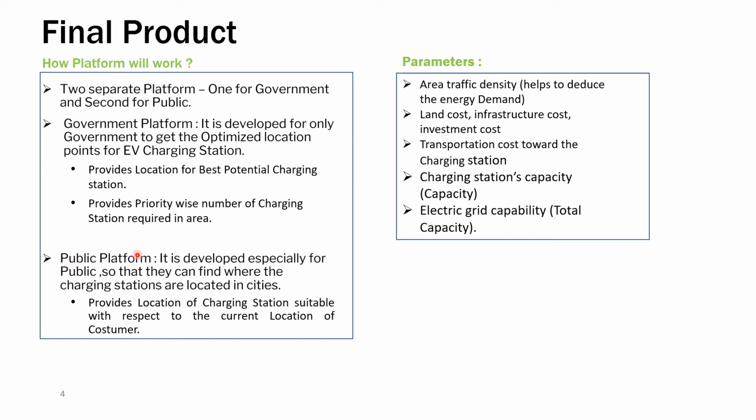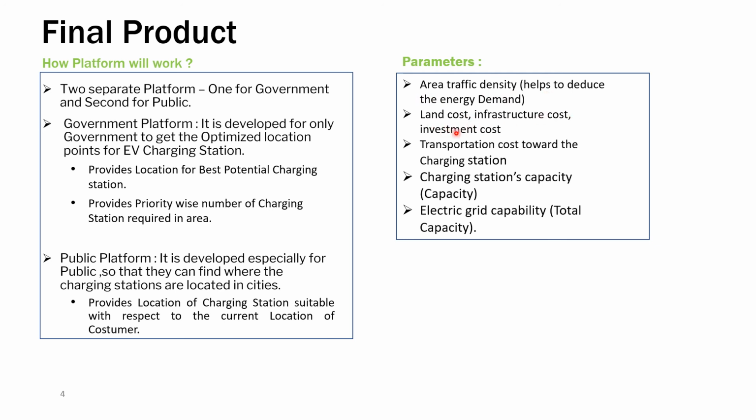The second one will be the public platform. It is developed especially for the public so that they can find where the charging stations are located in the cities. These two platforms will be completely different, and the government can access the public platform but the public cannot access the government platform, of course. And the public platform will provide the suitable charging station with respect to the current location of the customer. So this is how our final product will work.